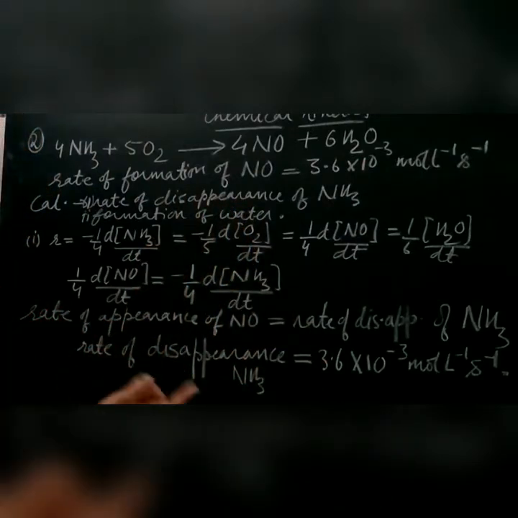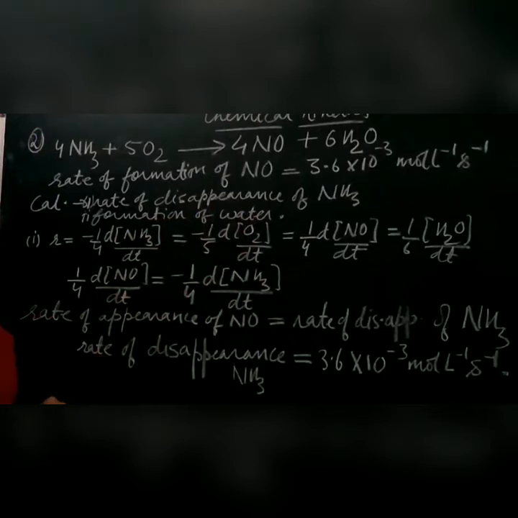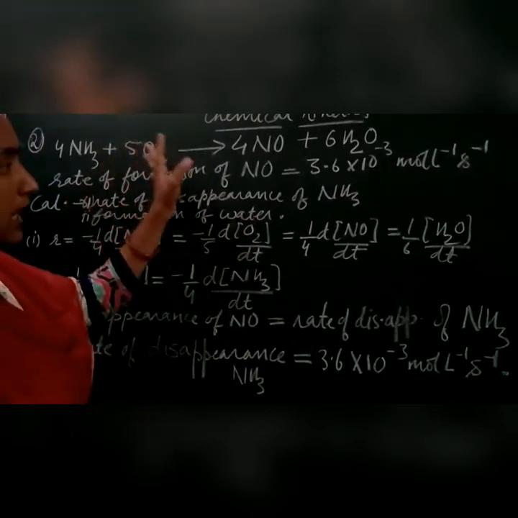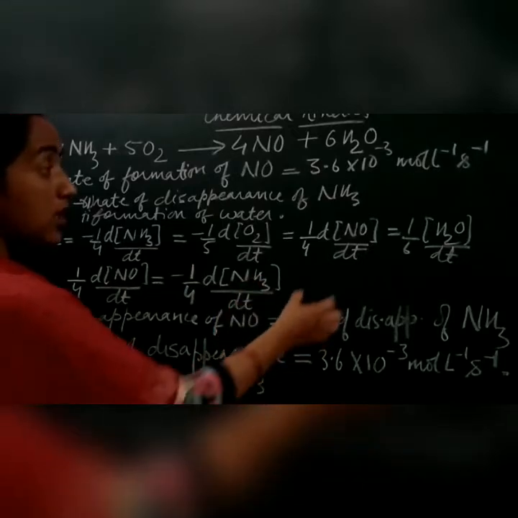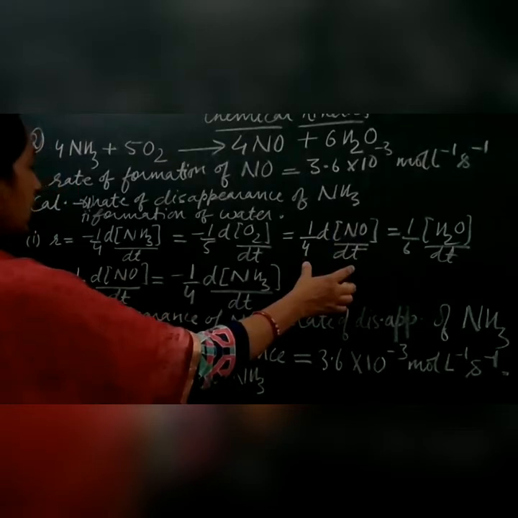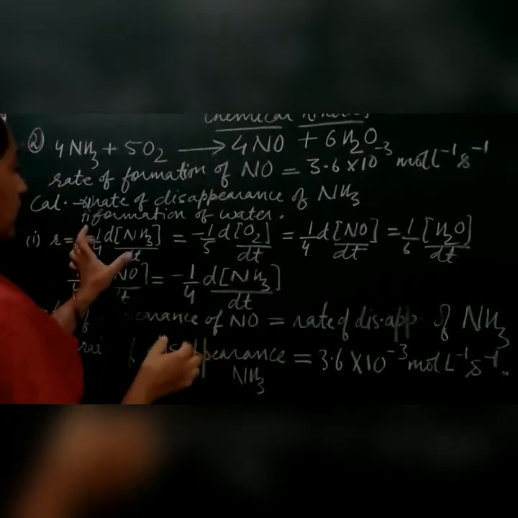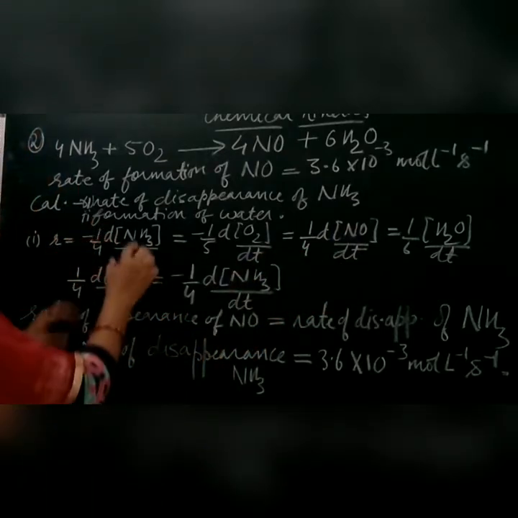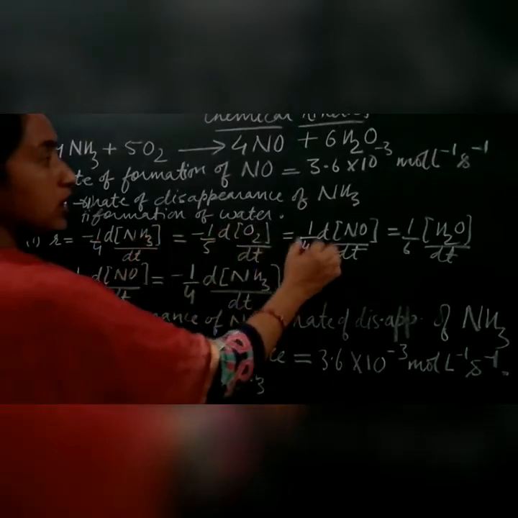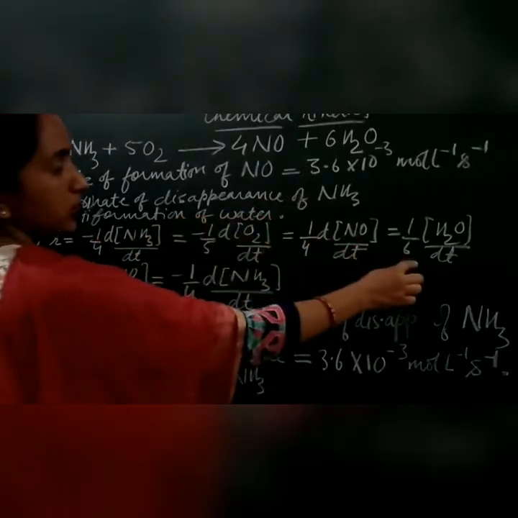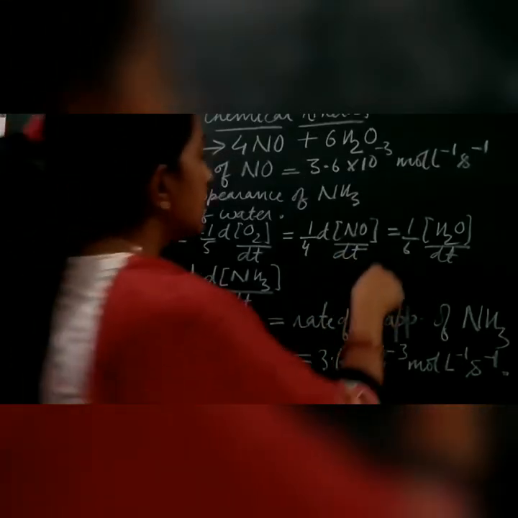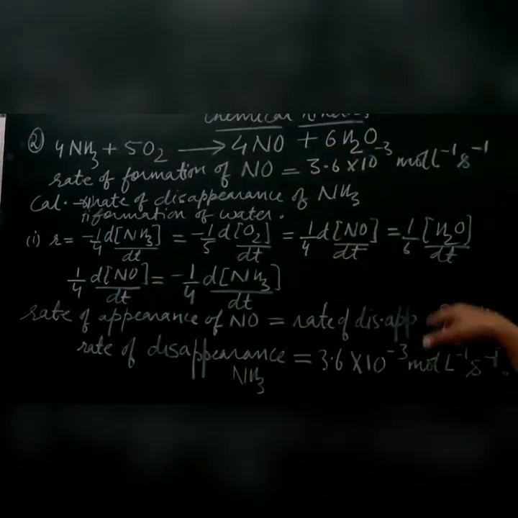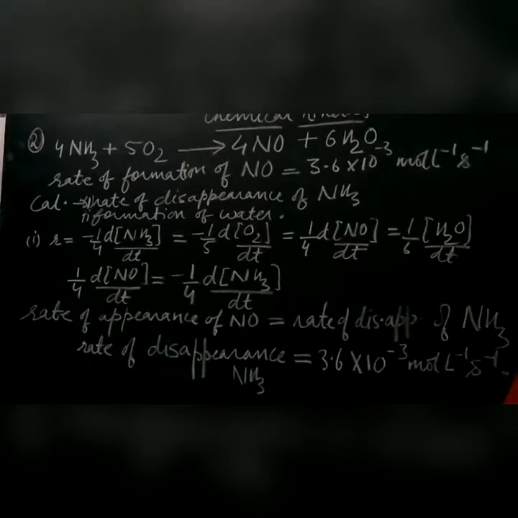Now when you are doing the second part, that is the formation of water, right? Again, the rates of disappearance and appearance of the species which we know are, first of all, 1/4 dNO upon dt, and minus 1 upon 4 dNH3 upon dt, right? You can take any one of these two and relate it with the water. So just first note it down, and then we will do the next part, that is to find the rate of formation of water.